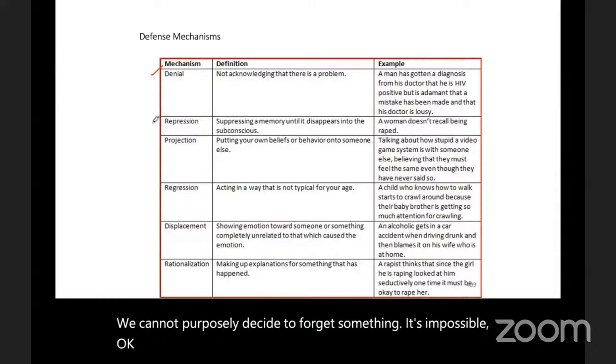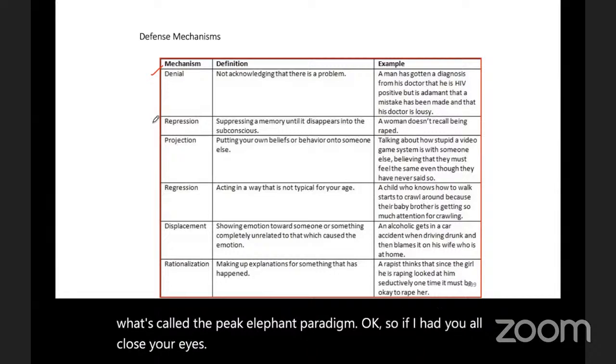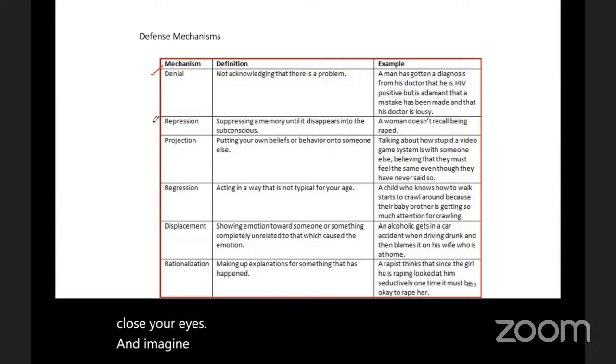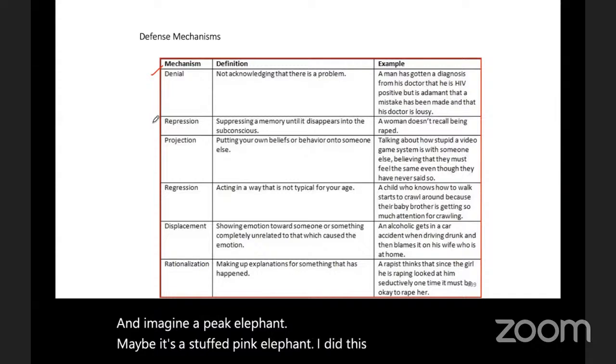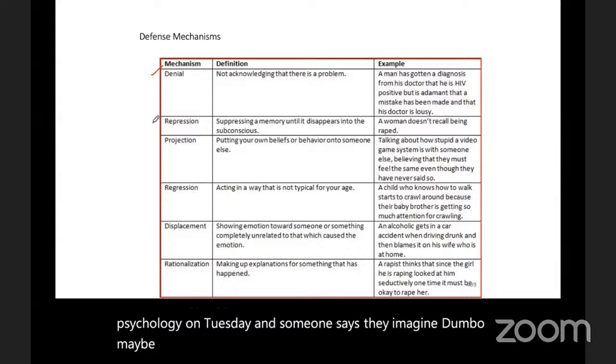And probably the most simple example of this that we have is what's called the pink elephant paradigm. Okay. So if I had you all close your eyes and imagine a pink elephant, maybe it's a stuffed pink elephant. I did this lecture in cultural psychology on Tuesday, and someone says they imagined Dumbo. Maybe it's a real elephant that you're imagining is pink. Just get a pink elephant in your mind.